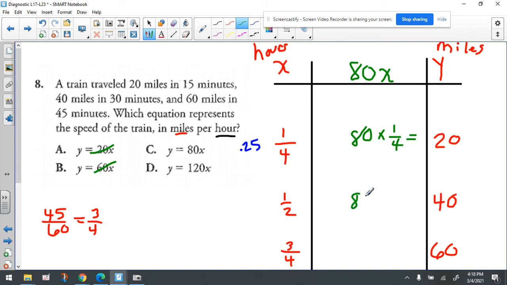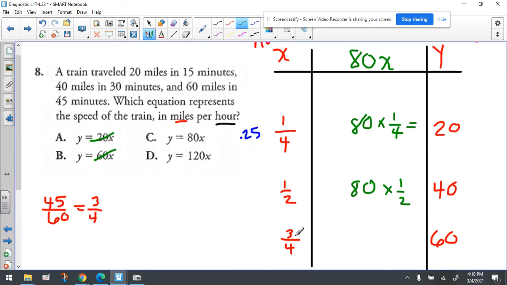So if we multiply 80 times a half, half of 80 does equal 40. And if we take 3/4 of 80, let's see if we get 60. Some people would want to stick a 1 underneath this. And if we reduced, 4 goes into that once, 4 goes into that 20 times. Does 20 times 3 equal 60? And it does, right? So 80 times a half equals 40. 80 times a fourth equals 20.